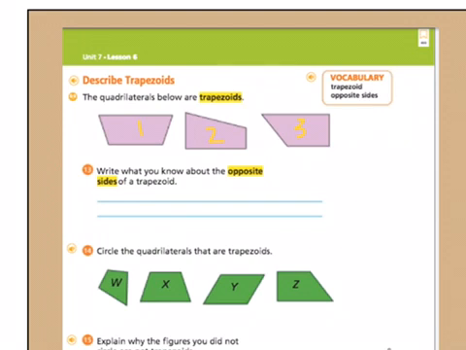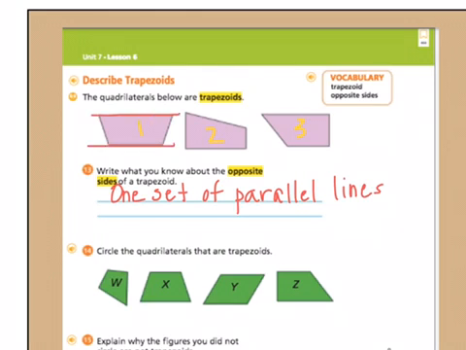And when it comes to trapezoids, you need to have, I'm going to put this in red, you need to have 1 set of parallel lines. So let's see, where is our 1 set of parallel lines? Here's the first set. Set means there's 2 lines that are parallel. Here is your second 1 set of parallel lines and 1 set of parallel lines.